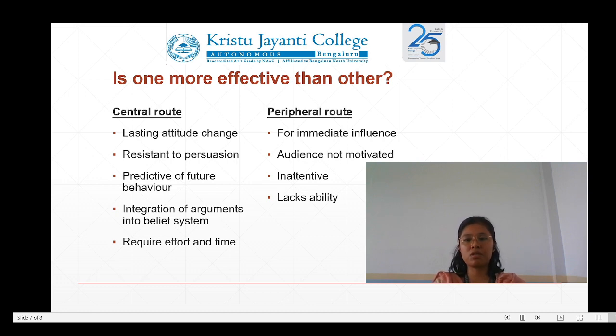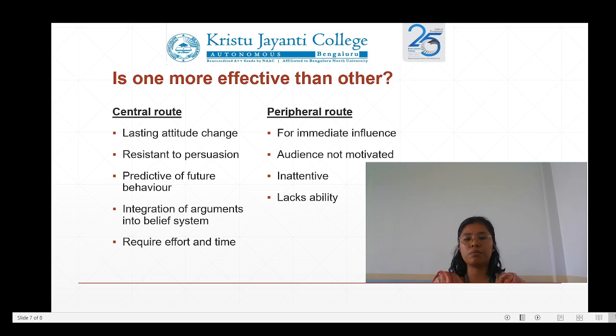Because when you're given a certain argument and you're thinking about it, weighing the pros and cons, there's an integration of the argument that takes place. You integrate the argument or whatever proposition has been shared with you into your belief system. So there's an internal change that happens. This change in attitude is not superficial. That's why it's long lasting. There's a change in belief system that happens.